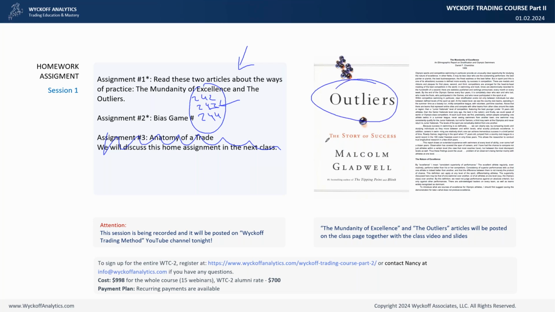One is a chapter from Outliers by Malcolm Gladwell on 10,000 hours, the quantitative approach to practice, and then The Mundanity of Excellence. I really love this article. It's about the Olympic swimmers trials and who gets in and who doesn't and why. And this is all about the quality and the deliberate way of practice. I would like these 2 articles to be read only by WTC1 people, but if you're an alumni and you want to read this again, go for it. It's totally fine.